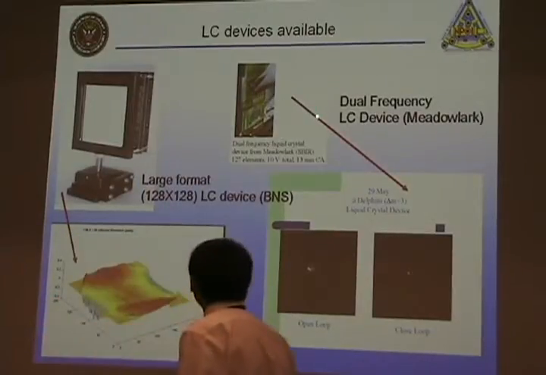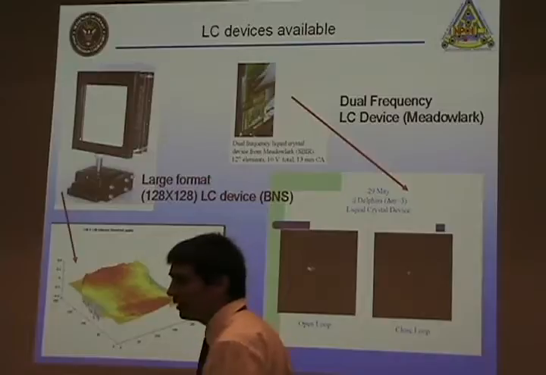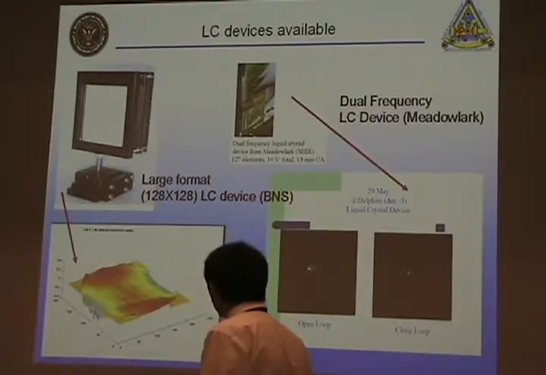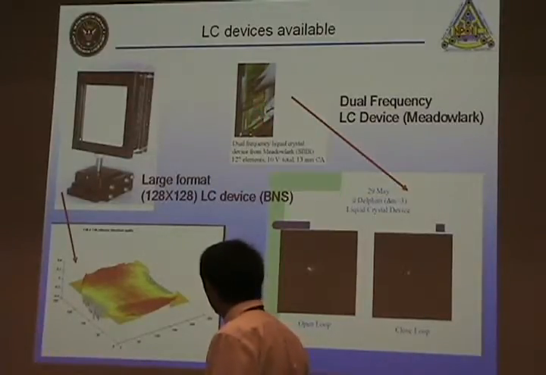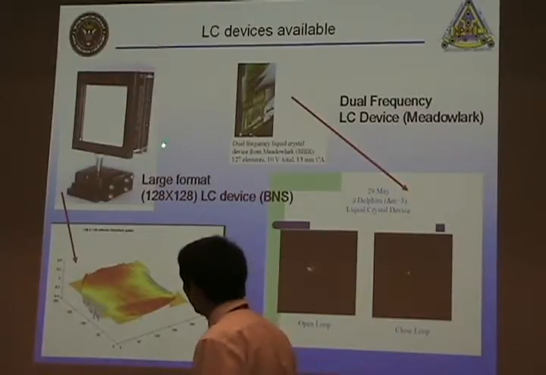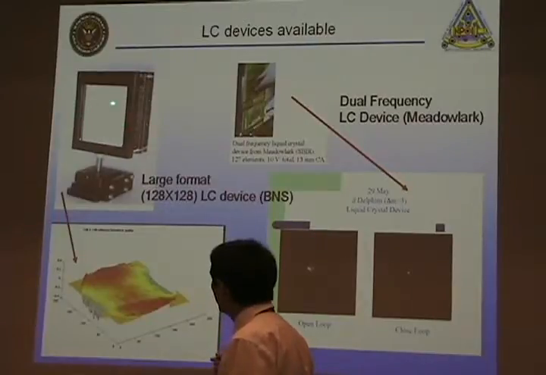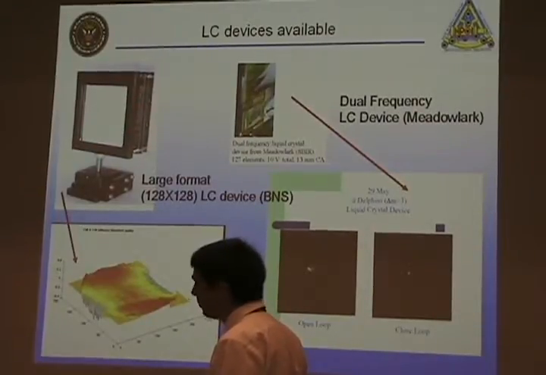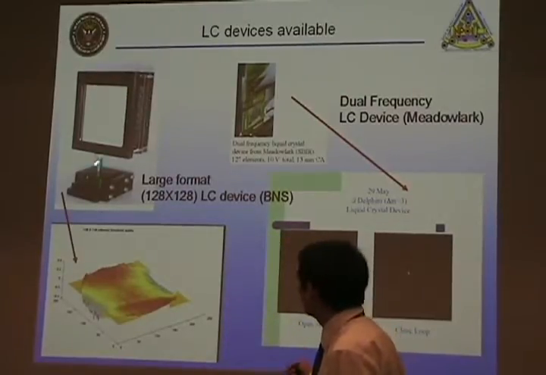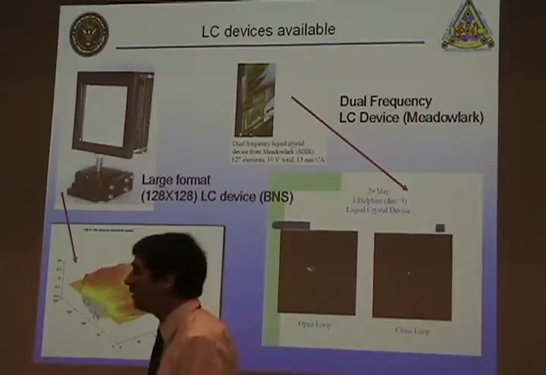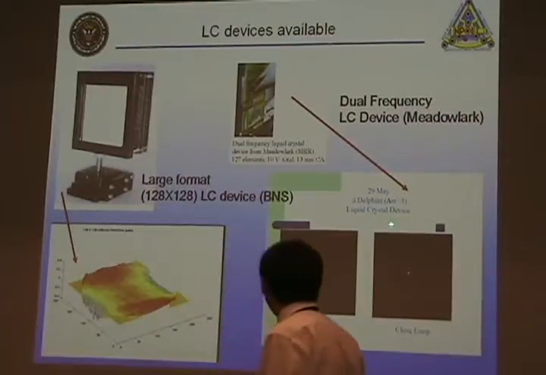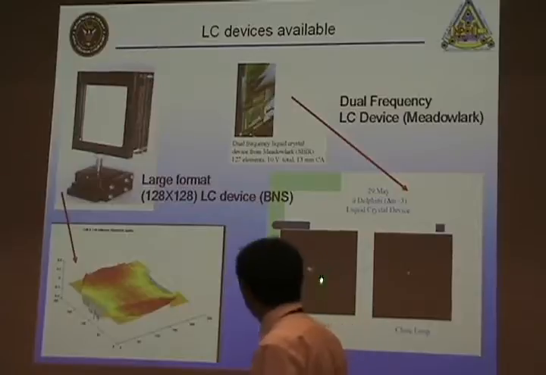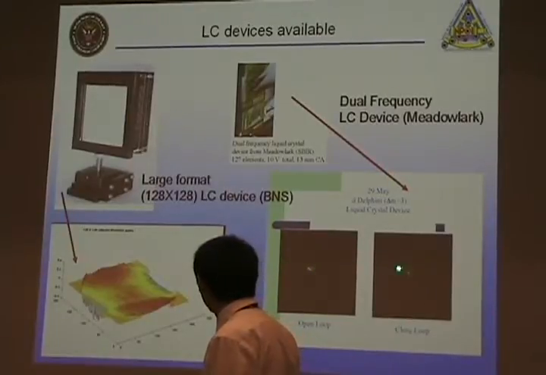Right. As far as the device, this was the dual frequency device, which was made by Meadowlark under SBIR. And the diameter of this device was, I believe, an inch aperture. And then some other devices that Sergio had developed. This was a large format device. This device here actually has 128 by 128 elements, and its aperture here was about 5 inches. And then here again, this was actually done on a telescope, and he's showing correction using this liquid crystal device of a binary satellite. This was open loop and this was closed loop with the device.